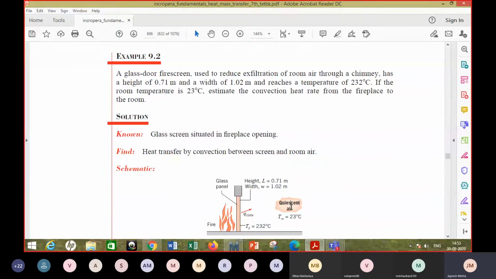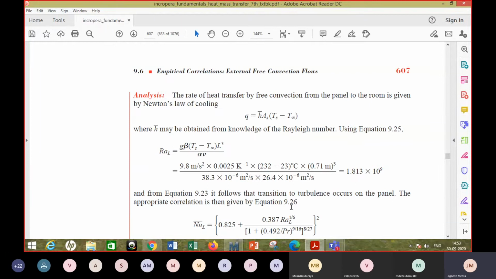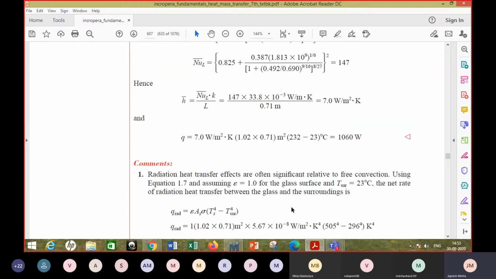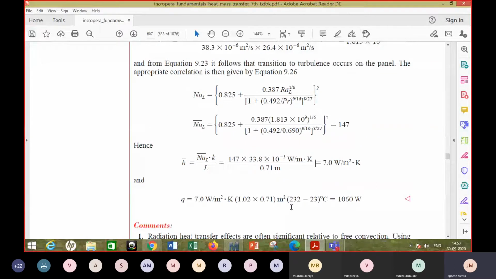Okay. And then one example is given. We are going to have an example which could be somewhat similar to this one. So this is a solved example. You can go through it. I'm not going into it. And in this case, as you can see, the heat transfer coefficient is found, and then the Q value is found, which comes out to be 1060 watts.